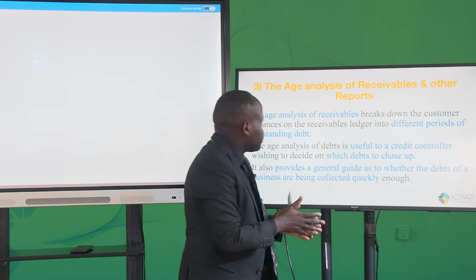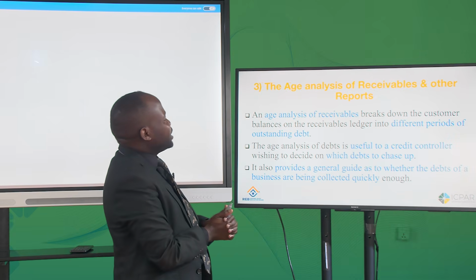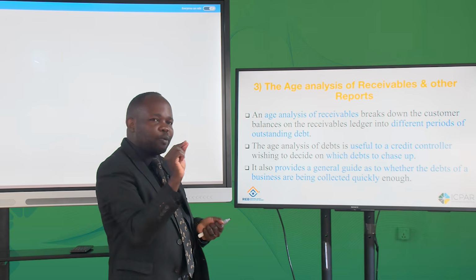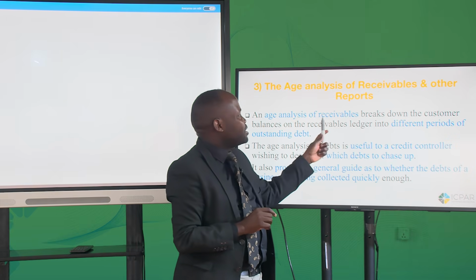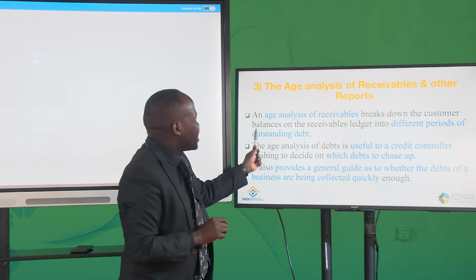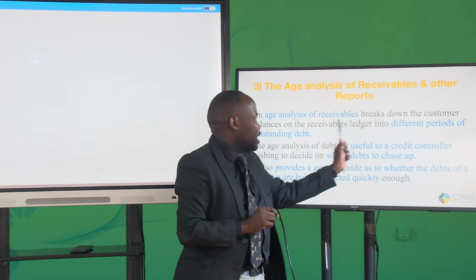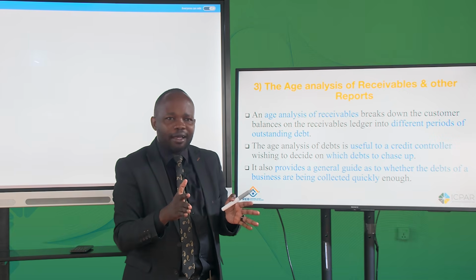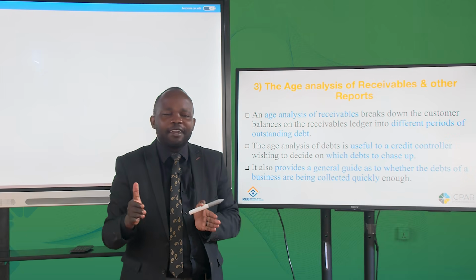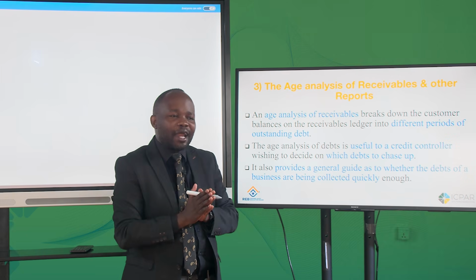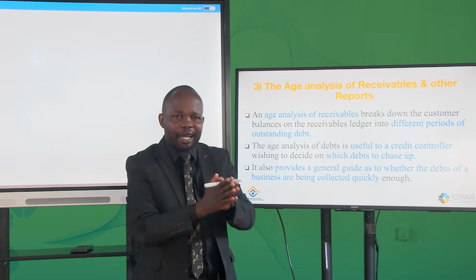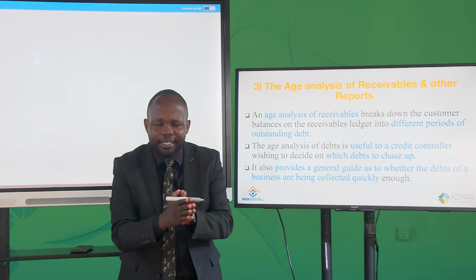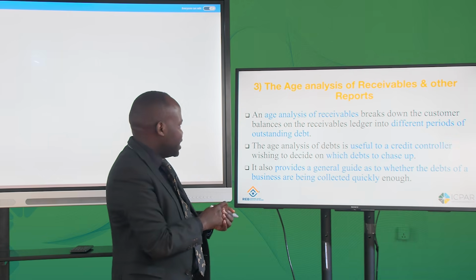The next topic: age analysis of receivables and other reports. Remember, I had explained in the introduction that an age analysis of receivables breaks down the customer balance on the receivables ledger into different periods outstanding. One customer, maybe called Leonard, we may have sold to and given a credit period. There is a 30-day credit period, a 60-day, a 90-day, etc.